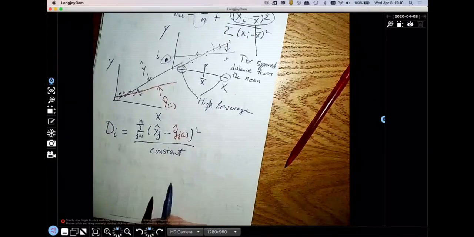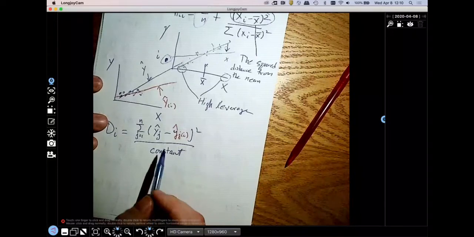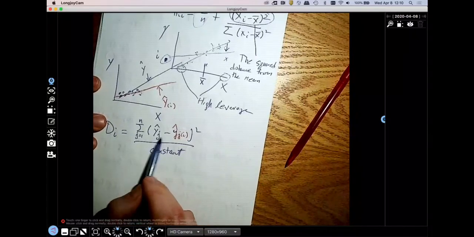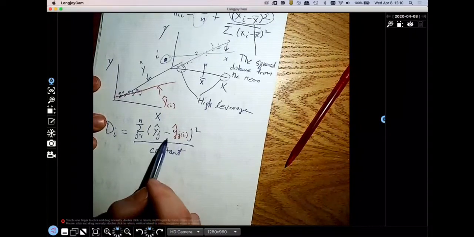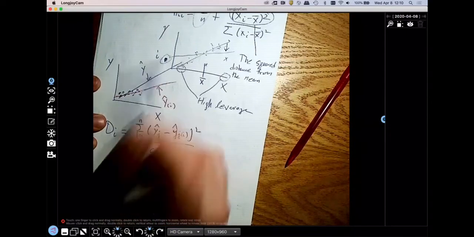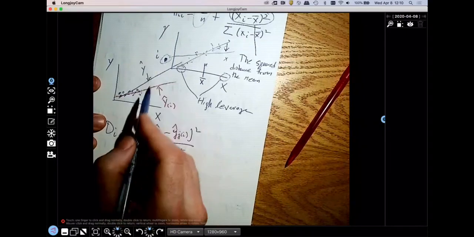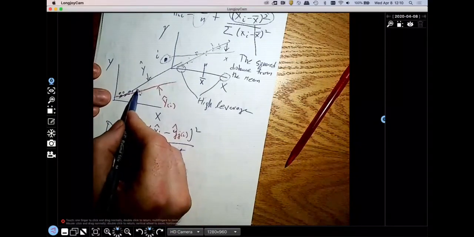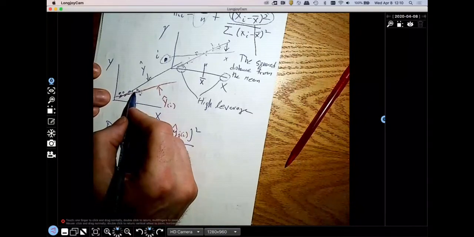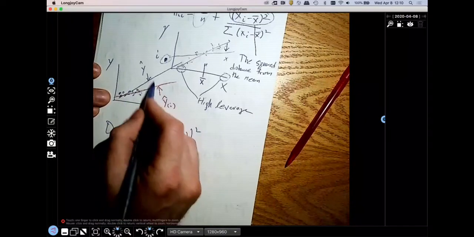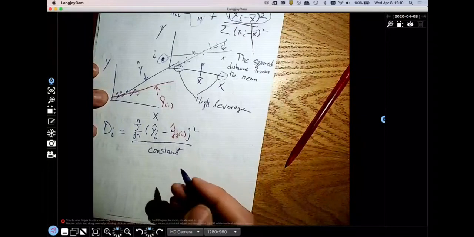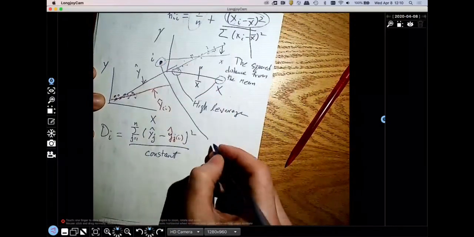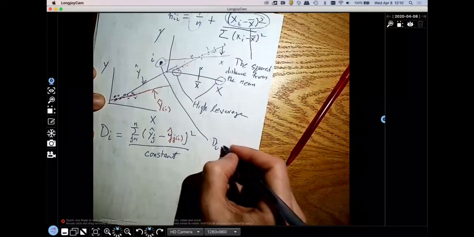So all we're saying with Cook's distance is how much do all of the y hat values change if I get rid of one observation? In this case, my y hats change a lot because these two lines are very different. So when this is my observation, d sub I is big.